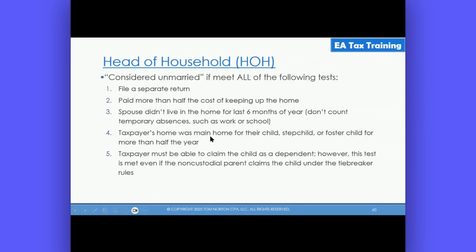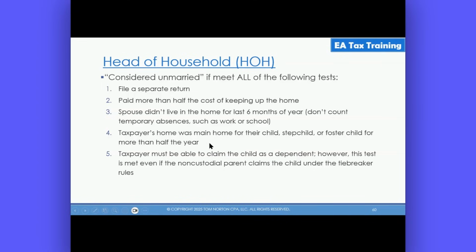Next, the taxpayer's home was the main home for their child, stepchild, or foster child for more than half the year. So here, another person other than the child does not count. So we're talking about being considered unmarried. We're not talking about qualifying for head of household. These are two separate tests. Remember, you can qualify for head of household even if the person that's living with you is not your child. But if you want to be considered unmarried, that person who's living with you does, in fact, have to be your child. And then finally, the taxpayer must be able to claim that child as a dependent.